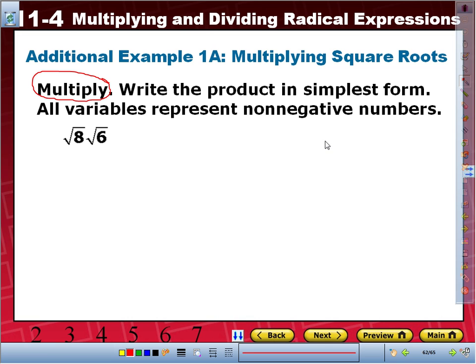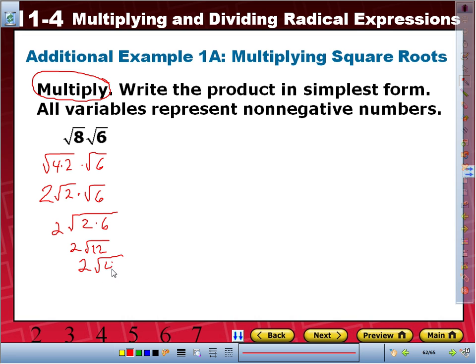Here we go. Square root of 8 could be written as square root of 4 times 2, times square root of 6. Is that correct? What is square root of 4? 2 square root of 2 times square root of 6. These 2 can become square root of 2 times 6. What is square root of 2 times 6? 2 square root 12. However, the square root 12, we can rewrite it how? 2 square root of 4 times 3. And what is square root of 4? 2. So this is 2 times 2 square root 3. What is 2 times 2? 4 square root 3.